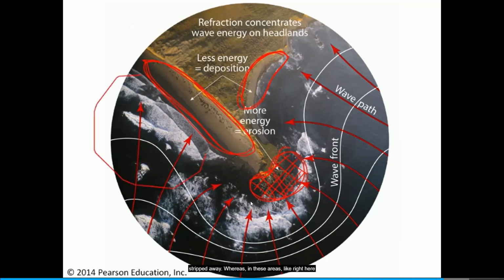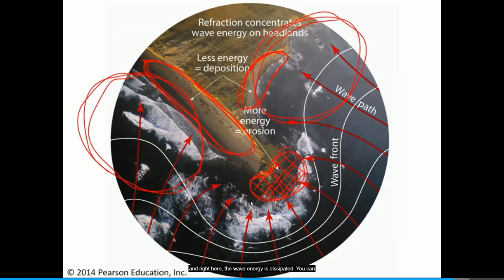Whereas in these areas, like right here and right here, the wave energy is dissipated. You can see those arrows spreading out, and there's more space between the arrows. As a result, the water energy is lowered, and it's no longer capable of moving that sediment. Instead, it ends up dropping it out and depositing it.